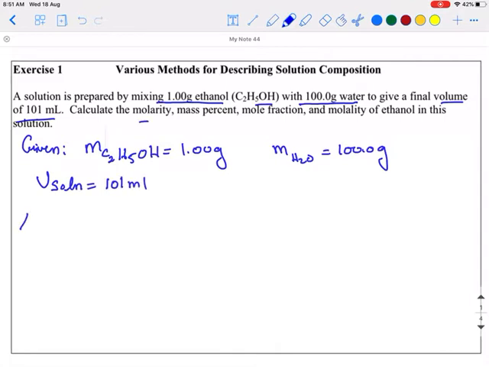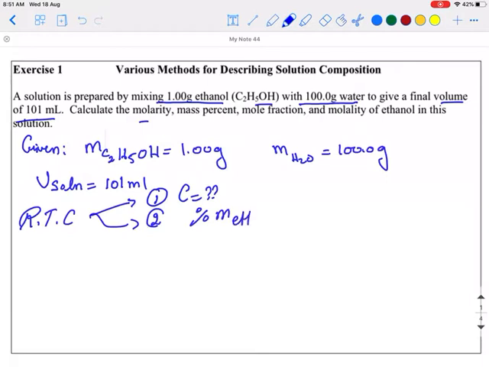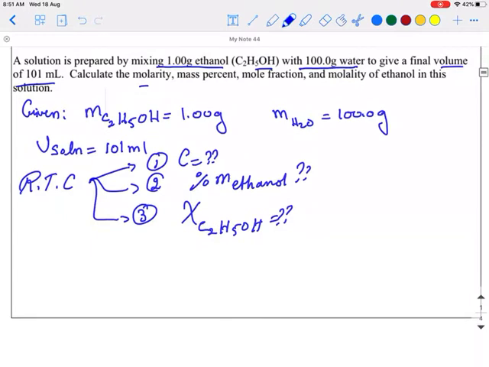Calculate the molarity. So we are required to calculate, first of all, molarity, which is the concentration. Secondly, the mass percent of ethanol. Then the mole fraction of ethanol, X of ethanol, C2H5OH, and the molality eventually. So we have 4 requirements. We will start with the molarity of ethanol.